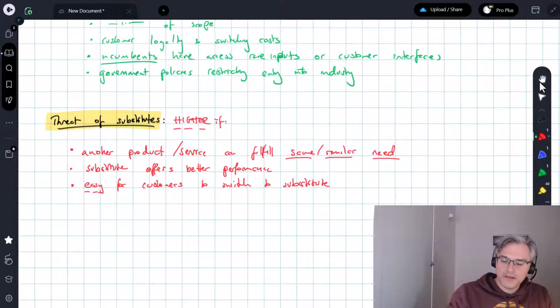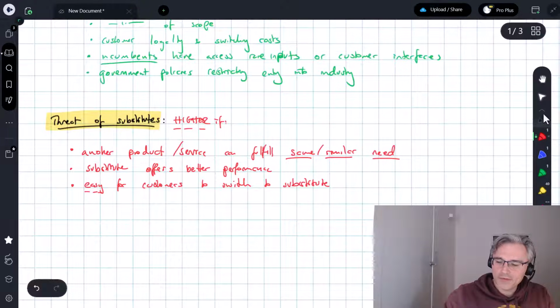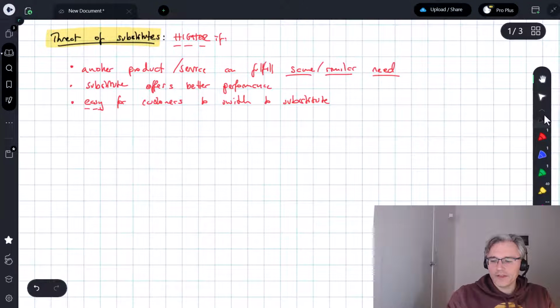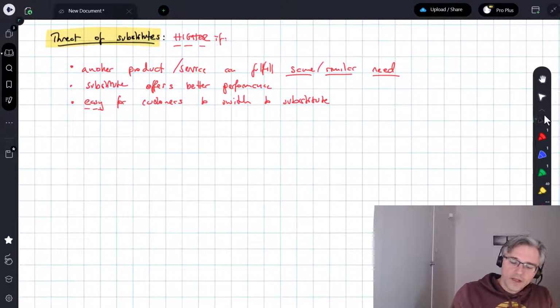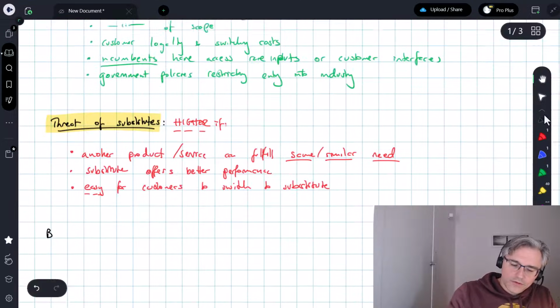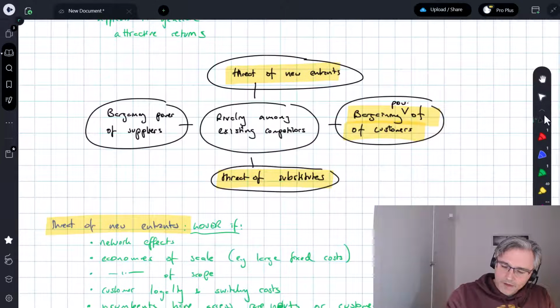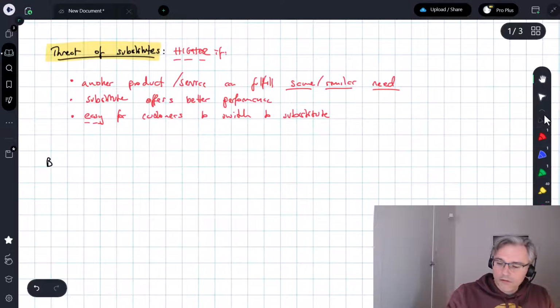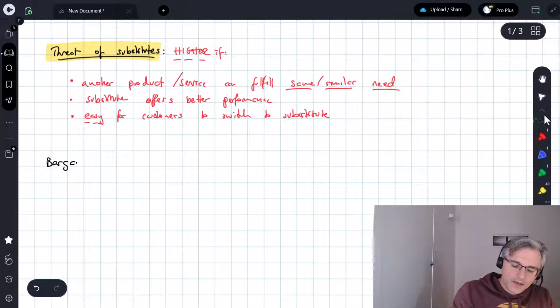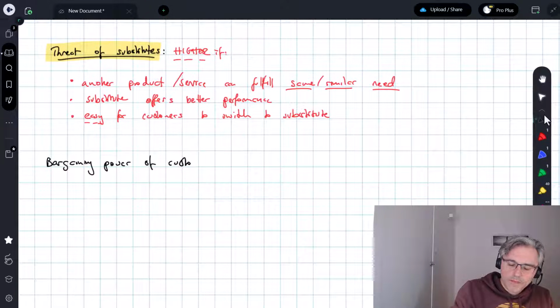What constitutes an easy switch is of course going to be different for different people. It may be the question of mastering a new technology, a new interface, or something to do with investment in hardware and so on. Now, let's move on to the right-hand side here, the bargaining. This should have said, sorry, bargaining power. I omitted the power. Bargaining power of customers.